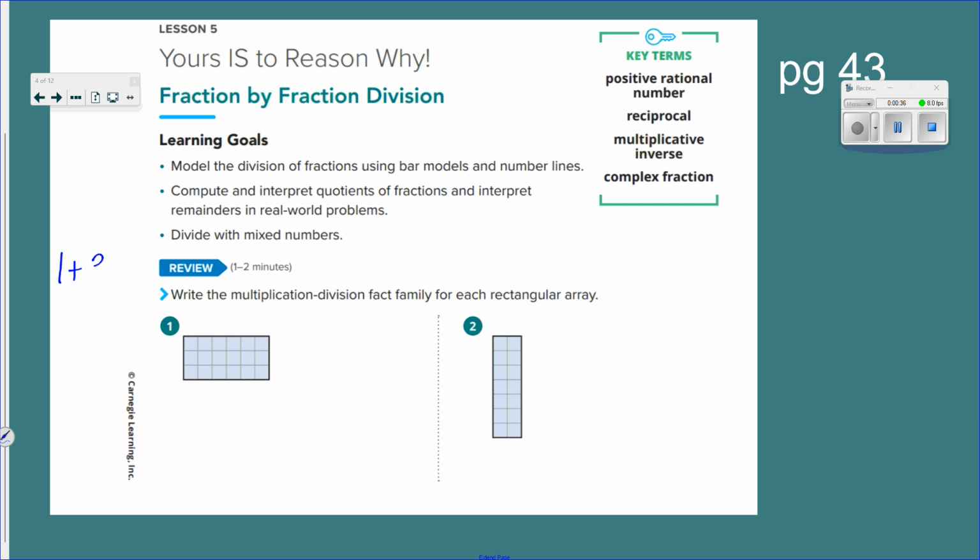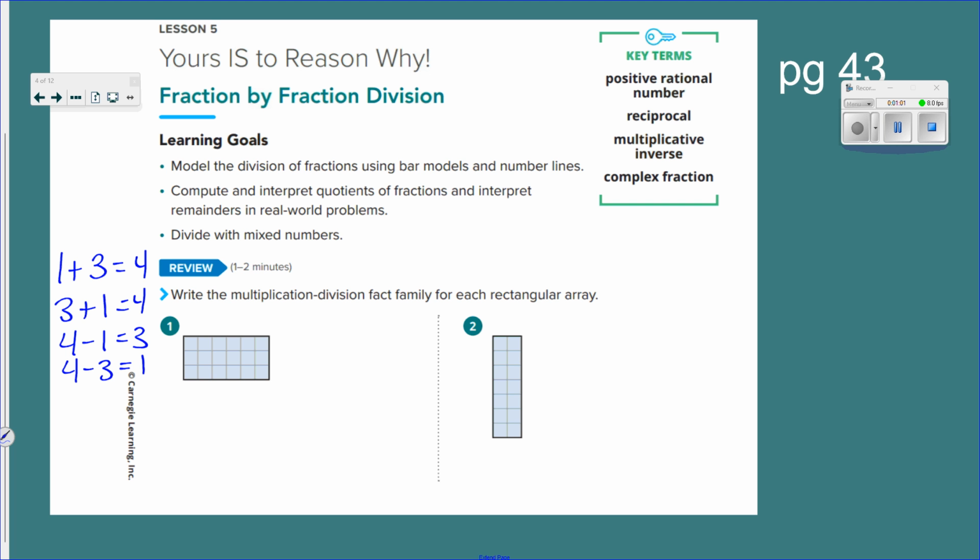So I can say 1 plus 3 equals 4. 3 plus 1 equals 4. 4 minus 1 equals 3. And 4 minus 3 equals 1. What makes them a family is that every problem has the same 3 numbers, just using inverse operations. Does that make sense?